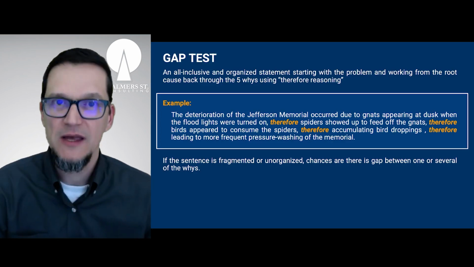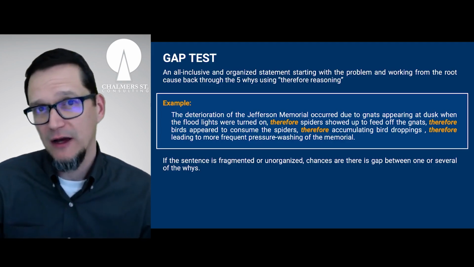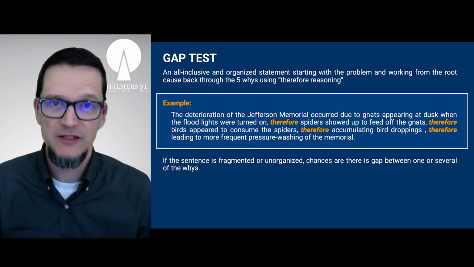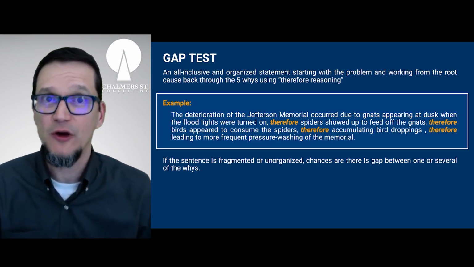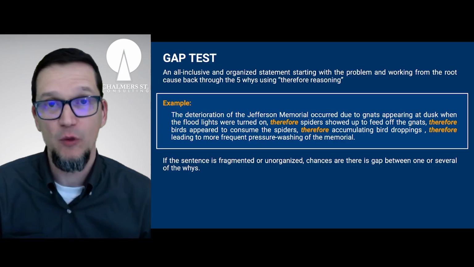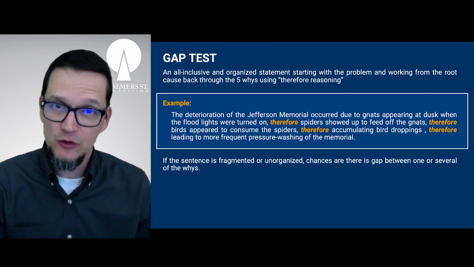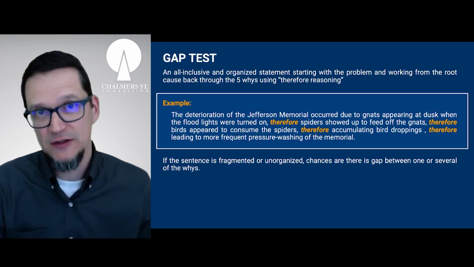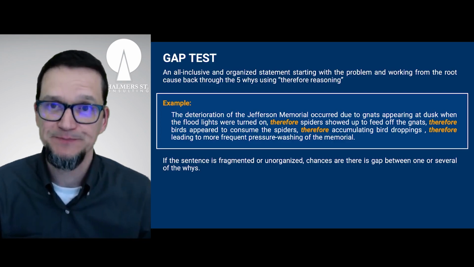So I hope you see with this therefore reasoning, you're actually checking that the logic that you applied, digging deeper towards the root cause, makes sense. So you can draw a clear connection between the two. When you write it out this way, you may recognize that somewhere there's a spot in your logic that doesn't quite make sense. Like it says here, if the sentence is fragmented or unorganized, chances are there's a gap between one or several of the whys. So when you conduct your 5 why, drill down to your suspected cause, but then use this gap test, this therefore chain, to trace it all the way back to your problem to make sure the connection makes sense.